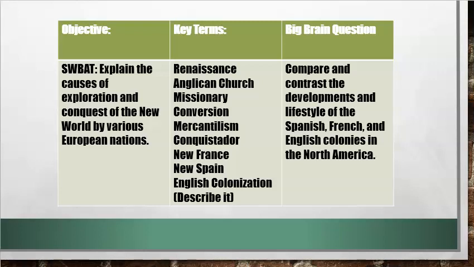Today we're starting out with the objective bar, the one you see on Teams in the class for the Zoom call. Here it is. We're going to go through our objective a little later, so I want to start you out with the big brain question of the day: comparing and contrasting the developments and lifestyle of Spanish, French, and English colonies in North America. So basically the different lifestyles and ways that those colonial groups and nations lived. We'll get into that in a little bit.